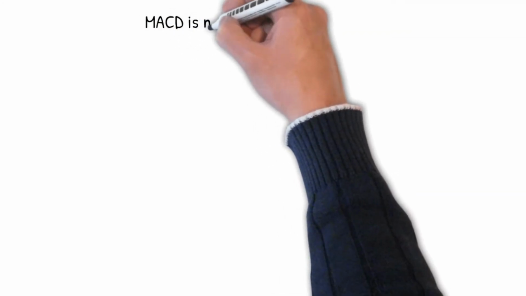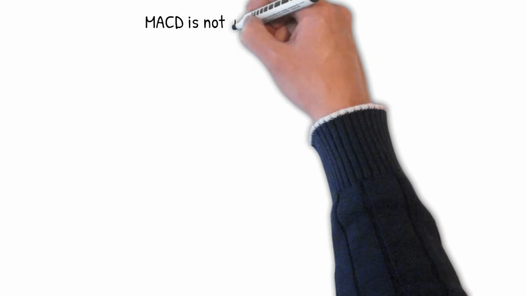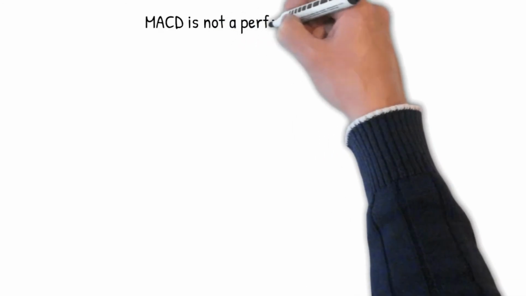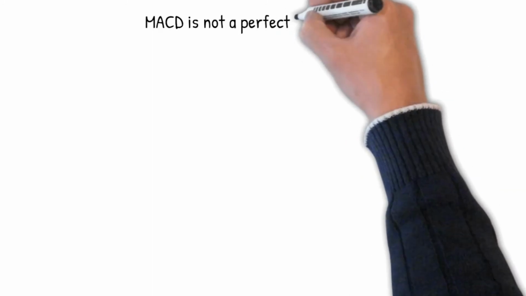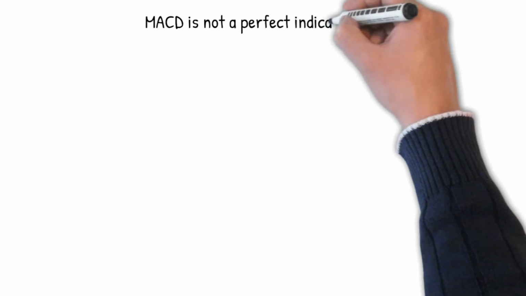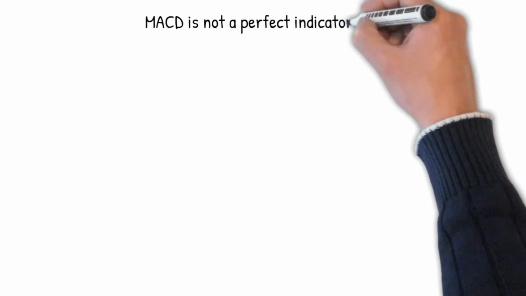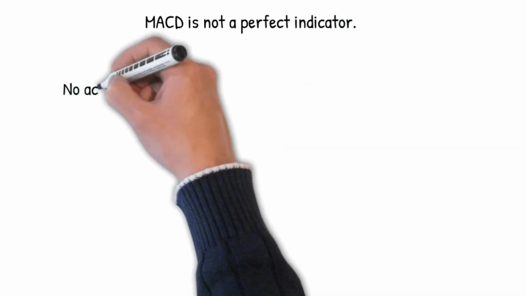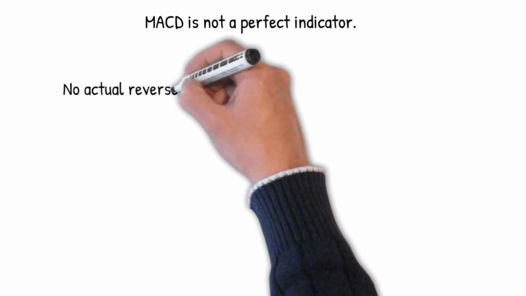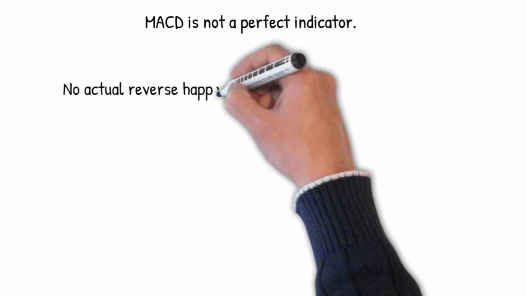MACD is not a perfect indicator. One of the main problems with divergence is that it can often signal a possible reversal, but then no actual reversal happens. It produces a false positive. The other problem is that divergence doesn't forecast all reversals. In other words, it predicts too many reversals that don't occur and not enough real price reversals.